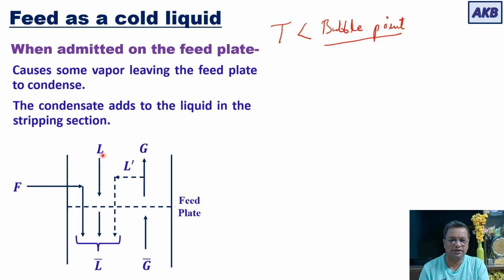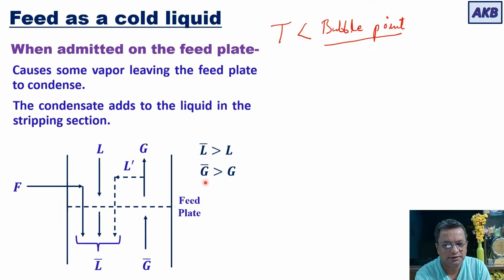Okay. So here L is the molar flow rate of liquid in the rectifying section. L bar is the molar flow rate of liquid in the stripping section. G bar is the molar flow rate of vapor in the stripping section. G is the molar flow rate of vapor in the rectifying section. Okay, so by looking at the schematic diagram, you can easily understand L bar is greater than L because there are additions to L to get L bar. That's why L bar is greater than L.